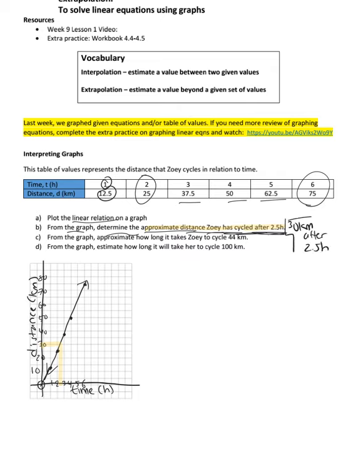This method, we just use interpolation because we use data within the linear graph that we drew. Our data that we got is within this graph. Okay, so this was interpolation.